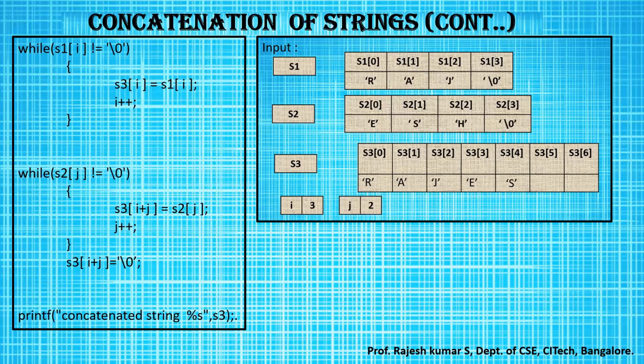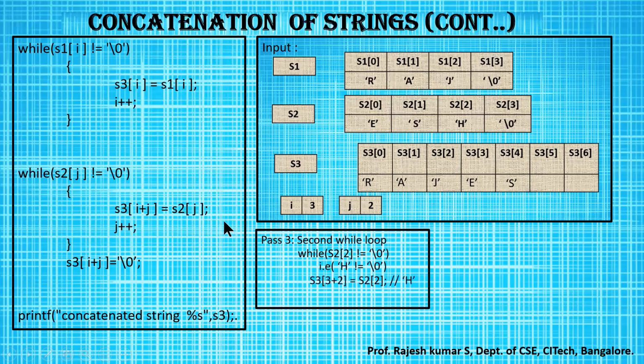Now, I value is 3, j value is updated to 2. Again, in the next loop, we'll check S2 of 2 not equal to null. What is S2 of 2? It is H. Whether H is not equal to null, yes, H is not equal to null. When the condition is true, we copy it into the S3 array. So H is copied to the location S3 of I, where I is 3 and updated j is 2. 3 plus 2 is 5. At this particular location, we are copying H.